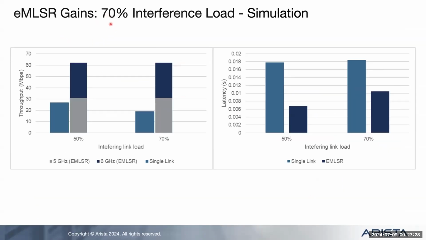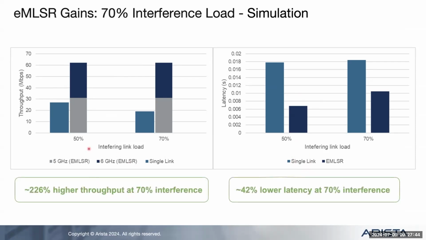So we also did a test with a 70% load just to see how things are. We consistently see a high throughput, low latency pattern compared to the single link operation. And quantitatively, we see about 26% higher throughput at 70% load, and close to 40% lower latency.